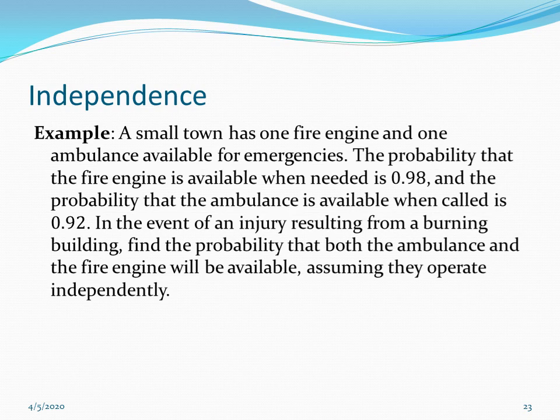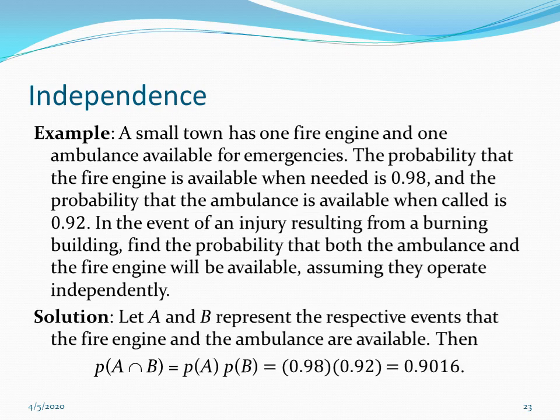Here we will use that fact to calculate the probability of the intersection. We will first let A be the event that the fire engine is available, and B the event that the ambulance is available. We want to know the probability of A and B, that both are available. Since we know that they are independent, the probability of the intersection is equal to the product of the two probabilities. This is equal to 0.98 times 0.92, which is equal to 0.9016.